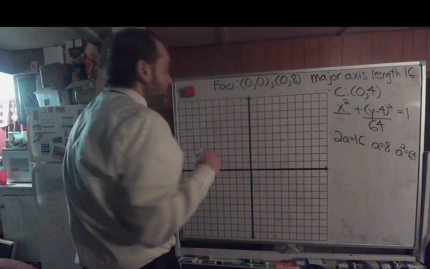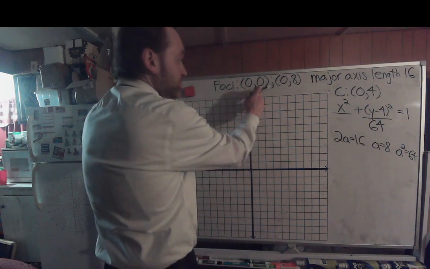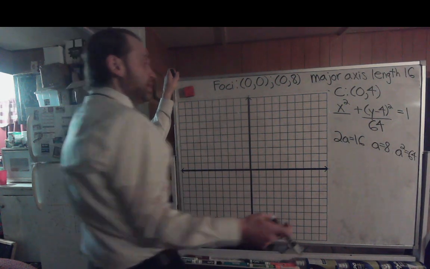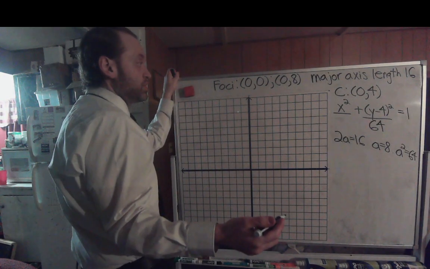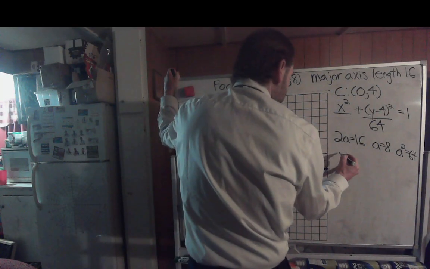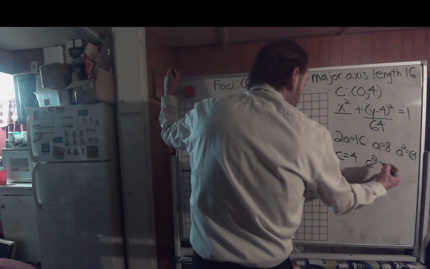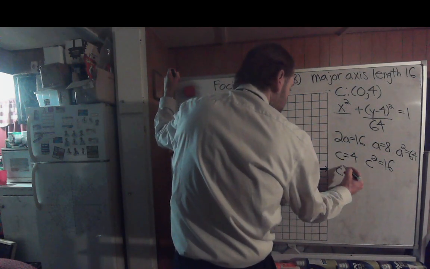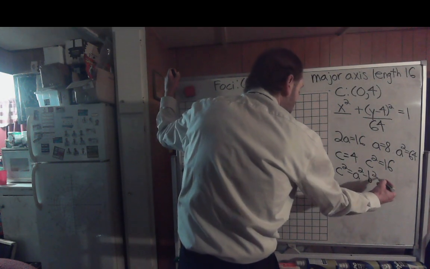Well, so the center is 0, 4. Between 0, 0 to 0, 4, that's a 4-unit change. Between 0, 4 to 0, 8, that's a 4-unit change. So that means that c has a length of 4, so c squared would have to be 16, right? Well, we can solve for b squared by setting c squared equal to a squared minus b squared.